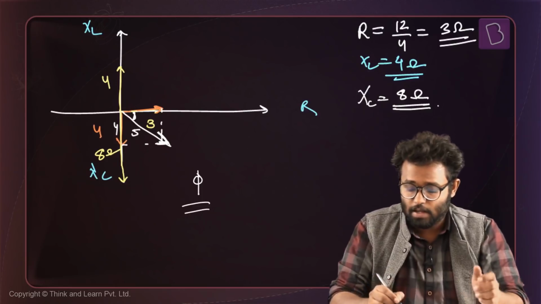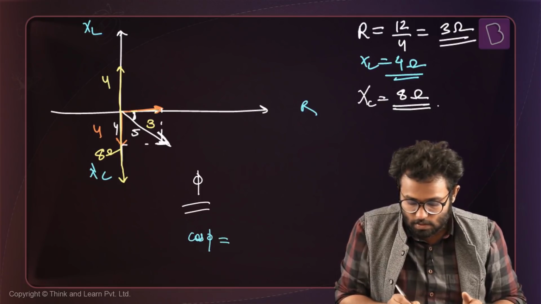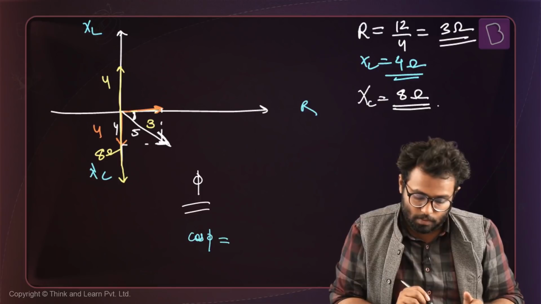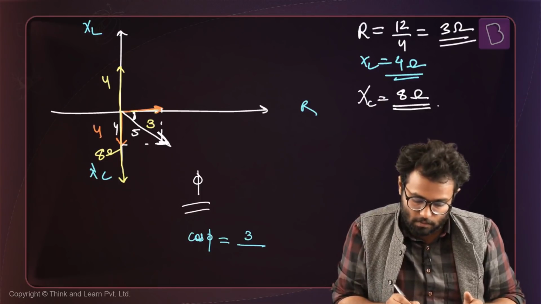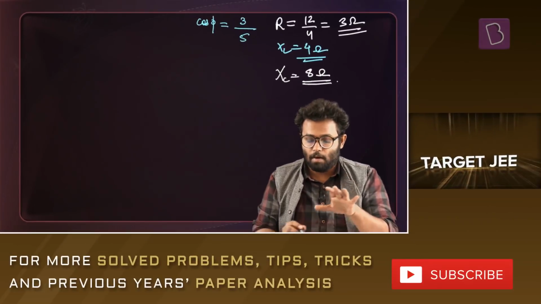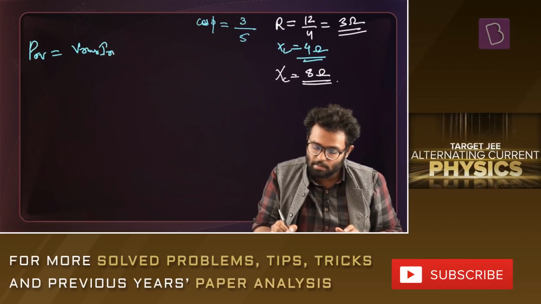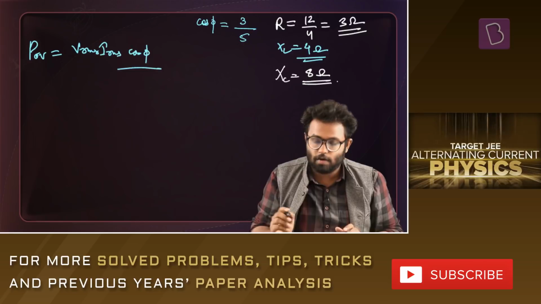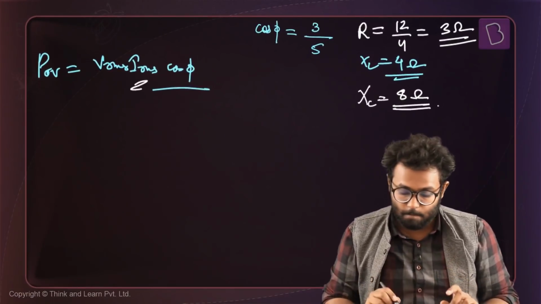Basically, I need the cos phi. So cos phi can be found out. Cos phi will be equal to this, which is equal to 3, divided by this, which is equal to 5. So 3 by 5 is my cos phi. So one part of the power, the average power, which is equal to Vrms times Irms times cos phi. Cos phi we have calculated. Now let's find out the other thing, which is Irms.